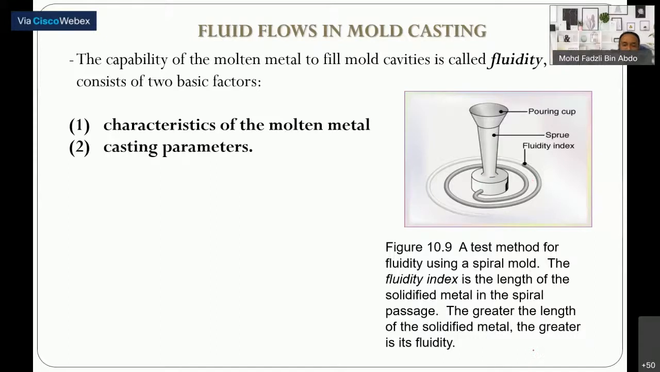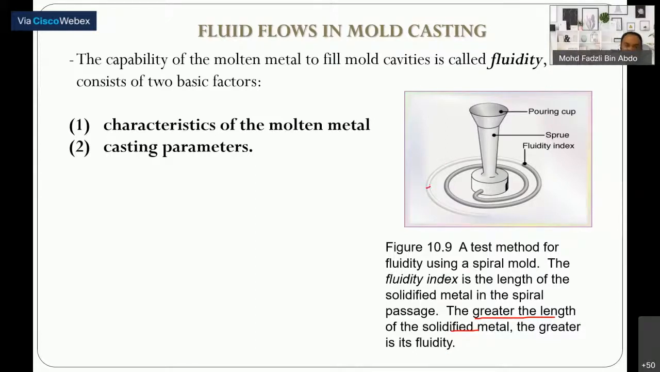Okay. And then measurement dia adalah by the fluidity index. Fluidity index is the length of the solidified metal in the spiral passage. So that maksudnya yang ni berapa panjang the solidified, contoh dia berhenti sampai sini, dia dah solidified kan. So that itu adalah fluidity index. The greater the length of the solidified metal, the greater its fluidity. Maksudnya lebih banyak, lagi panjang, lagi lama dia flow.